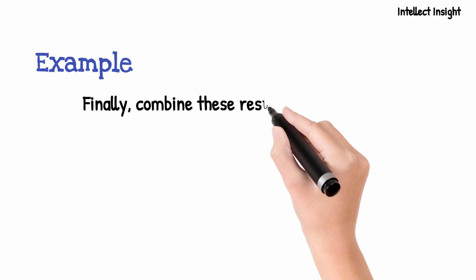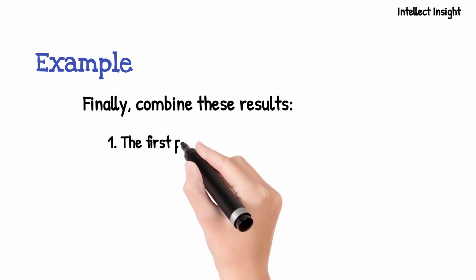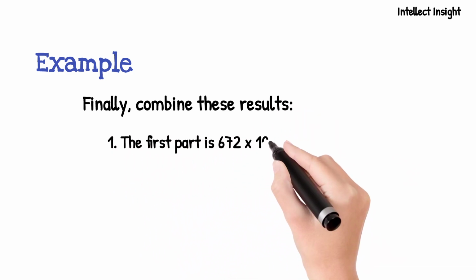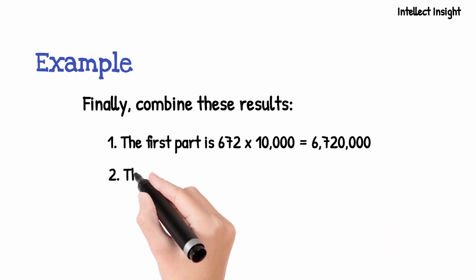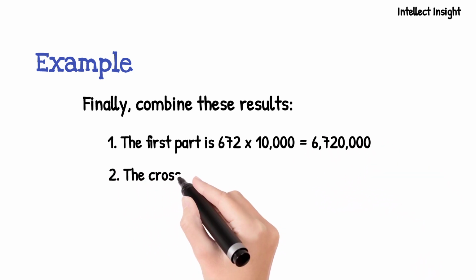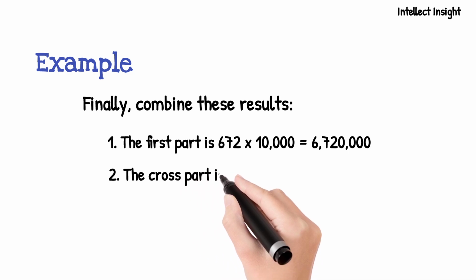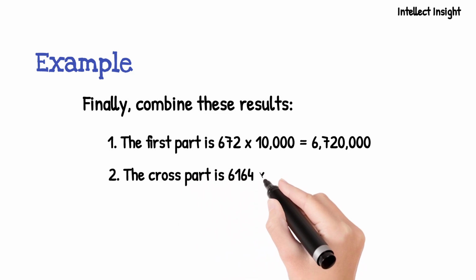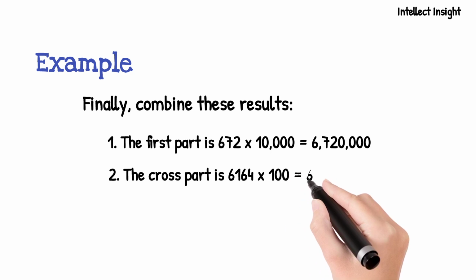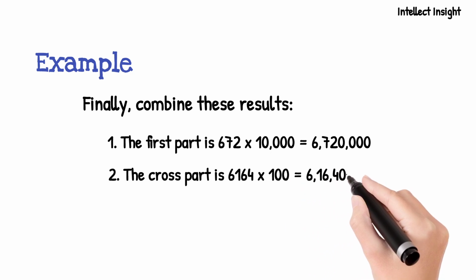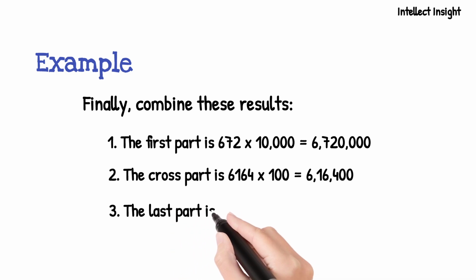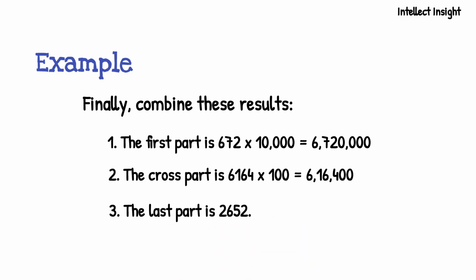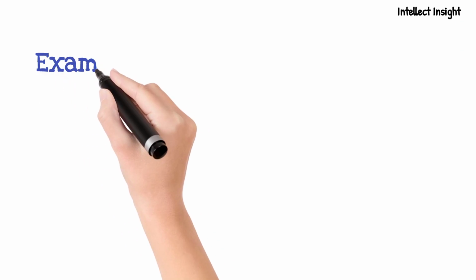Finally, combine these results. First, the first part is 672 cross 10,000, which will be 67,20,000. Second, the cross part is 6164 cross 100, which will be 6,16,400. Third, the last part is 2652.